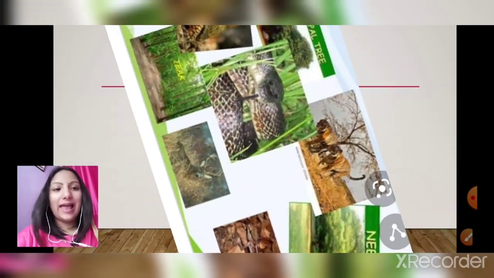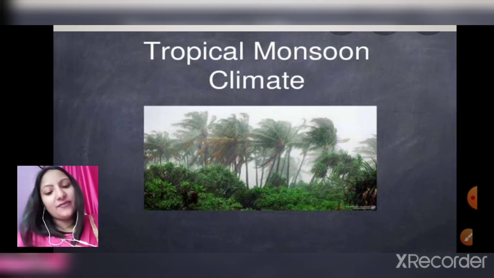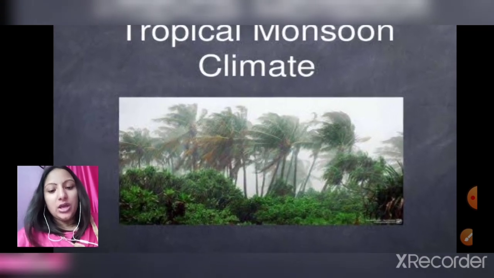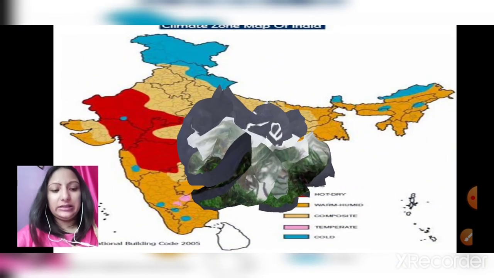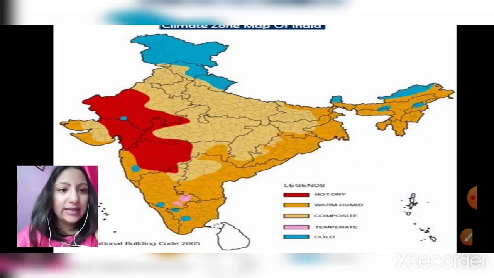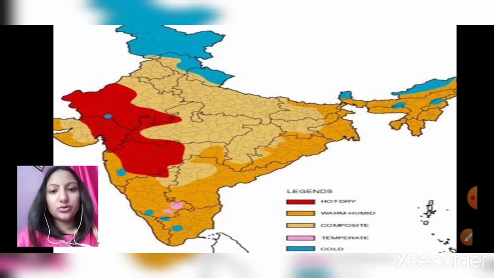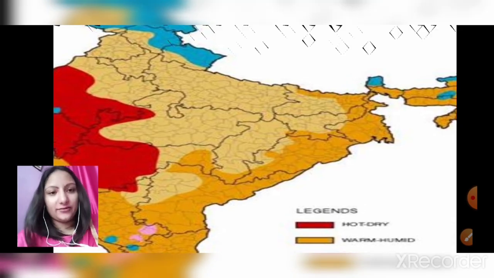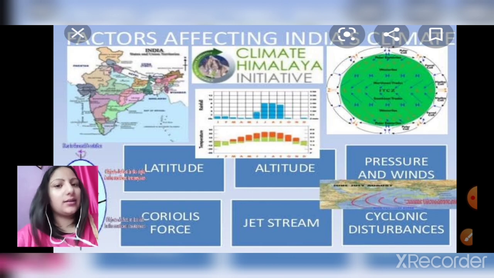Now, the climate of India. The climate of India is broadly classified as the tropical monsoon climate. However, within this broad classification, there are several regional variations. You all can see in the map, it is showing hot, warm, cold, different types of climate you will get to see in India. This variation is caused by different factors. There are so many factors because of which variation exists in the climate of India.